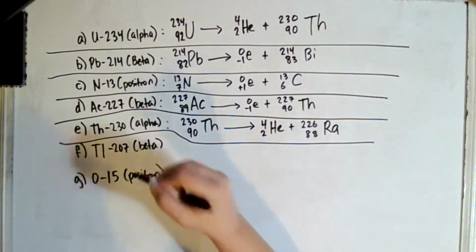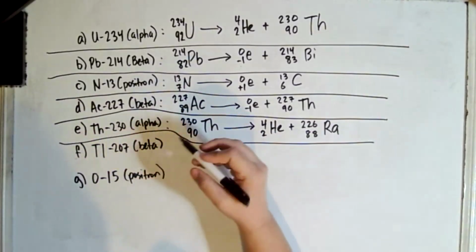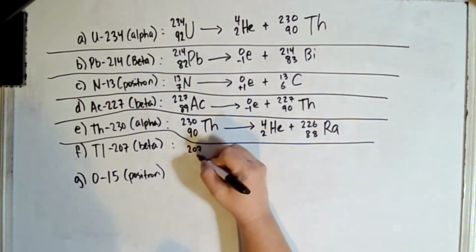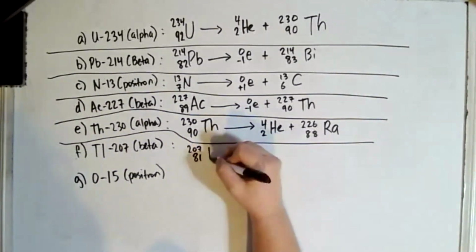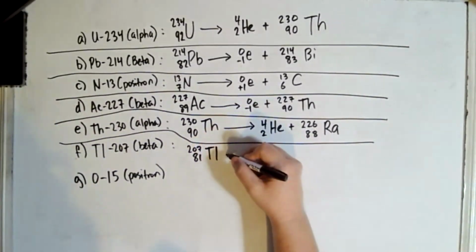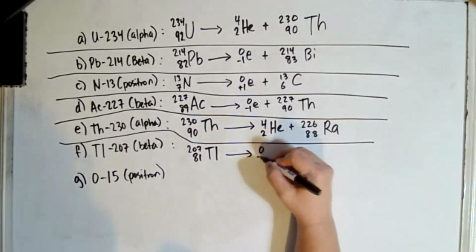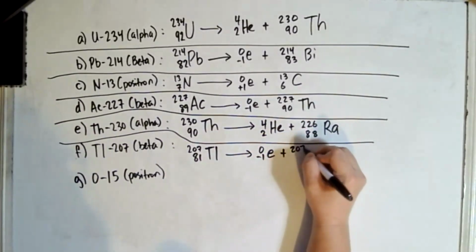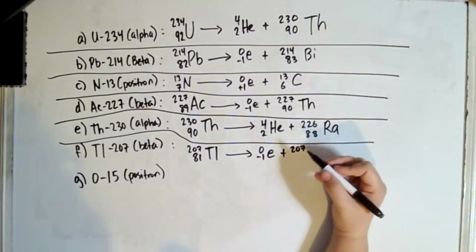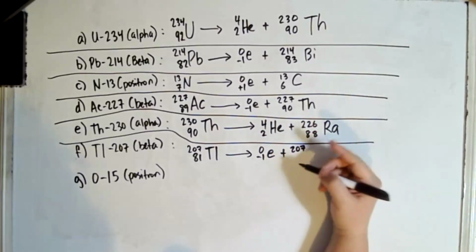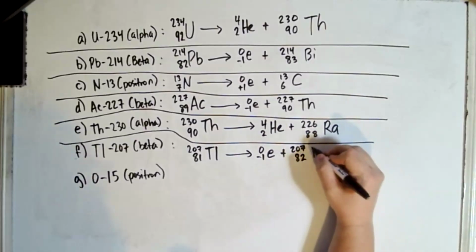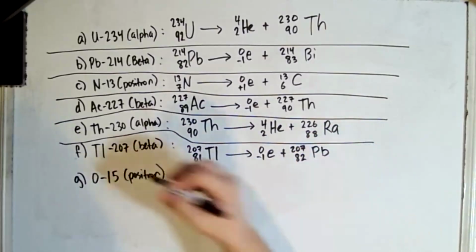And then we have thallium-207. So for that, we're going to have a 207, and then thallium is number 81. It's beta decay, so we have a beta particle there. That means that our mass number is not going to change. It's going to stay 207, and our atomic number is going to increase by 1 to 82, which gives us lead.